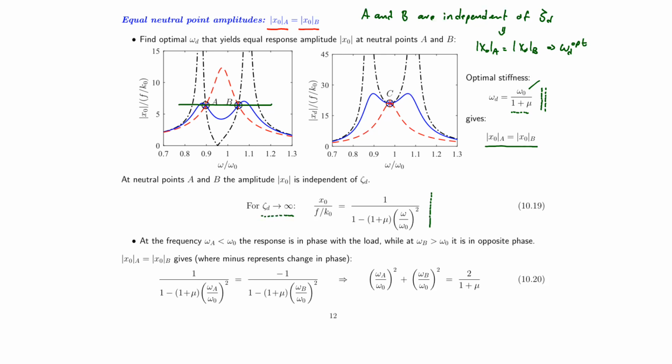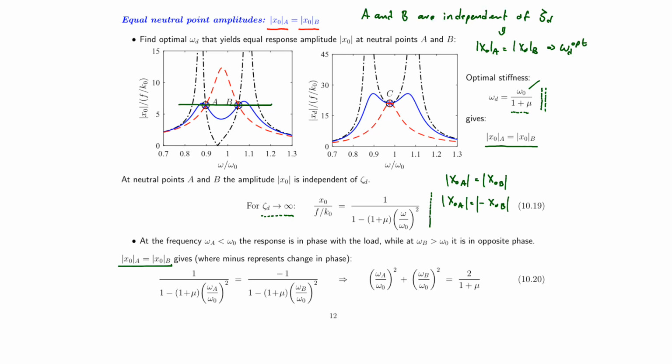We could have chosen any other value for theta d. It doesn't really matter because the amplitude at A and B is independent of theta d. So here we simply choose the value of theta d, that's infinity, that provides us with the simplest expression. Now, we are actually looking for absolute values of the expression in 1019. And that means we can either have that x0 at A is equal to x0 at B, or we could have it that x0 at A is equal to minus x0 at B, because once we take the absolute values, these two expressions mean the same thing.